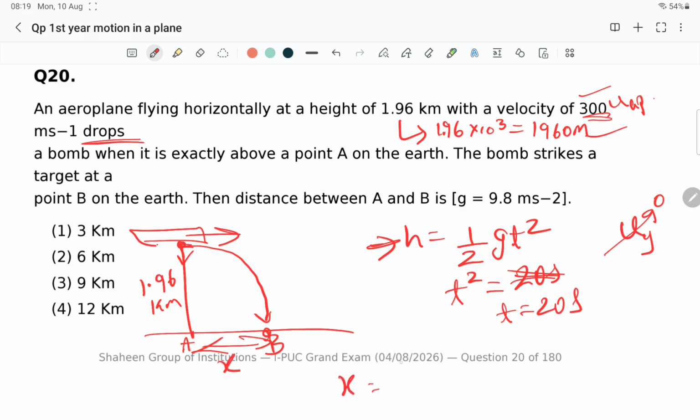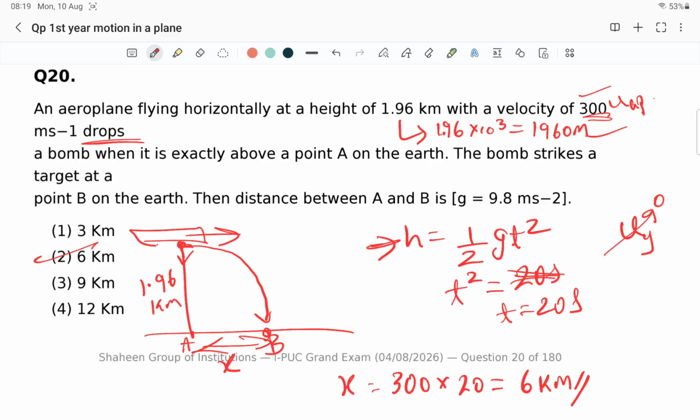x is equal to u cos theta, that is actually 300 this time, because horizontal velocity is 300 multiplied by the time you got. So the answer you are getting is 6 kilometers. I hope this answer is understood. Okay, so you can make a note.